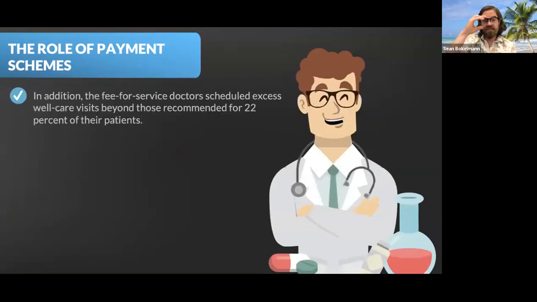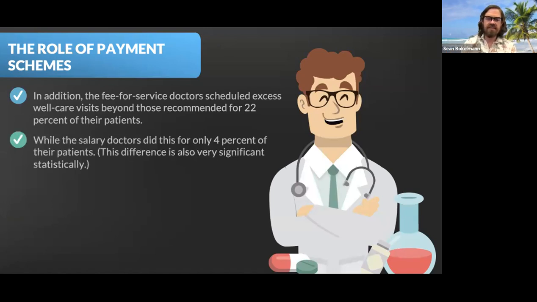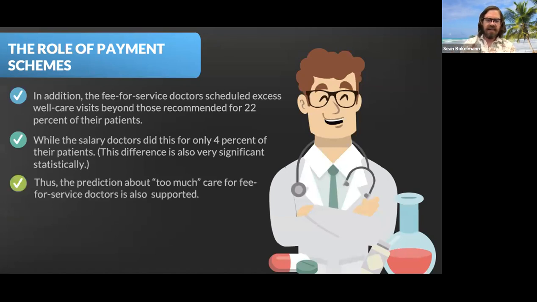Additionally, the fee-for-service doctors scheduled excess well care visits beyond the recommendations for 22% of their patients, while the salaried doctors only did this 4% of the time. Again, the difference was statistically significant. And this supports the prediction that there's too much care provided by the fee-for-service doctors. Okay, so this model seems like it's working pretty well, right?